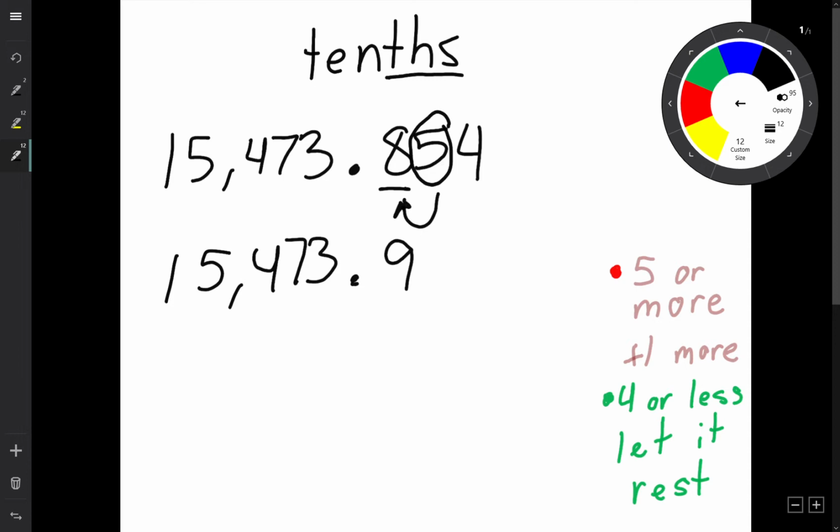I could just say this is 15,473 and 9/10. Okay, so again, it's very simple. If you remember 5 or more, add one more. 4 or less, let it rest.